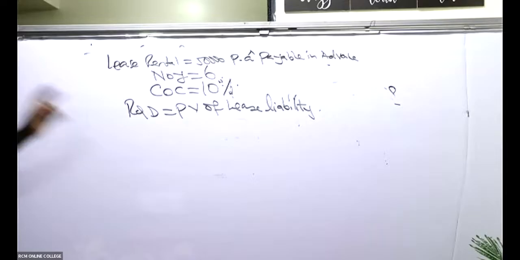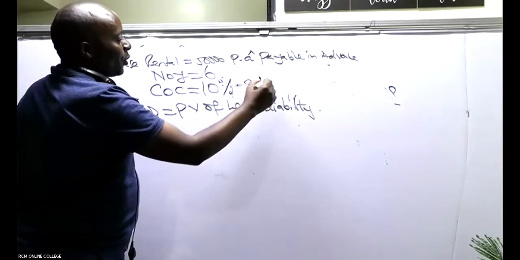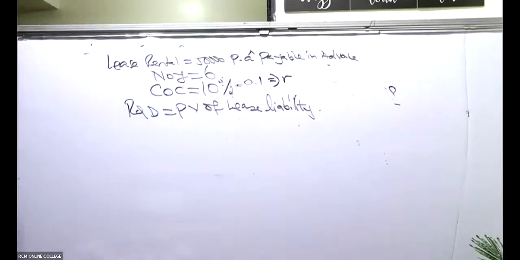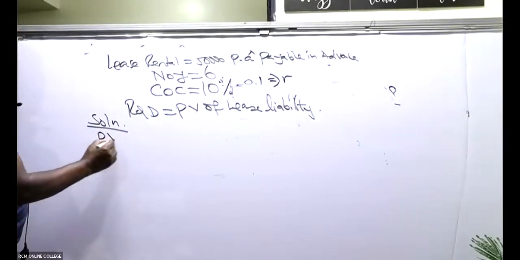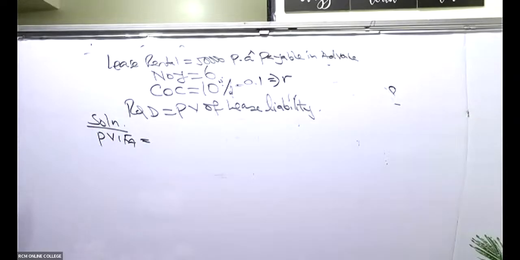And then the number of years are how many? 6 years. And then we have our cost of capital, which is 10%. Remember, 10% is the same as 0.1. And of course, this is our R, which is the required return. So the first thing that I would recognize while solving this is very easy. You must be remembering this. I will simply go ahead and get my PV-FA, the normal one.